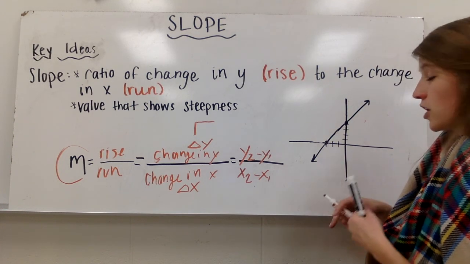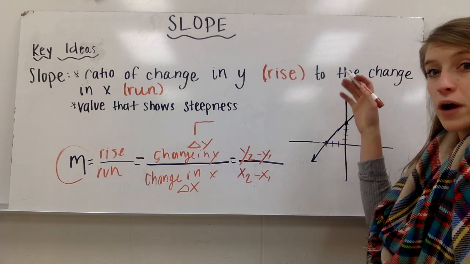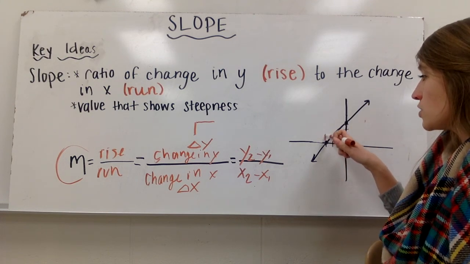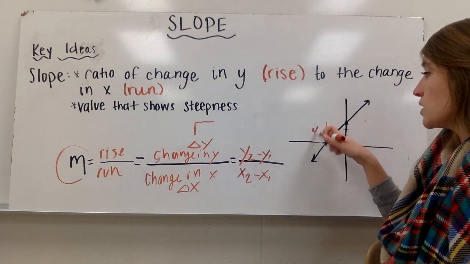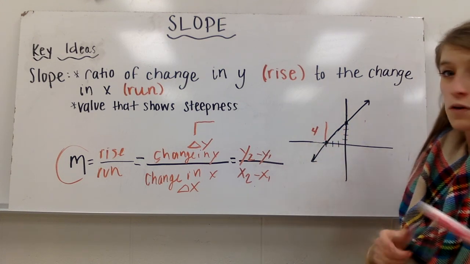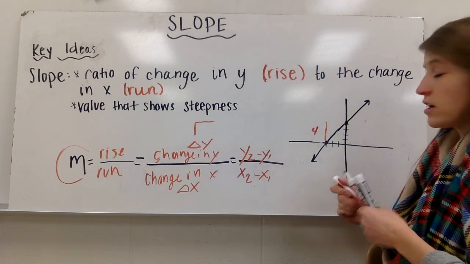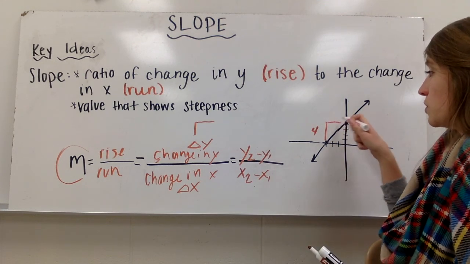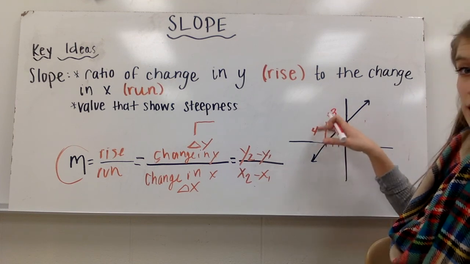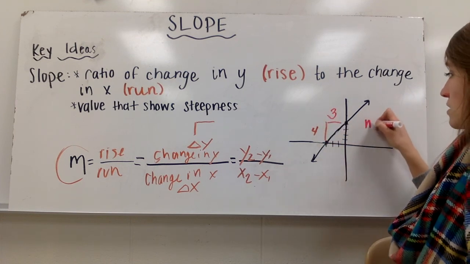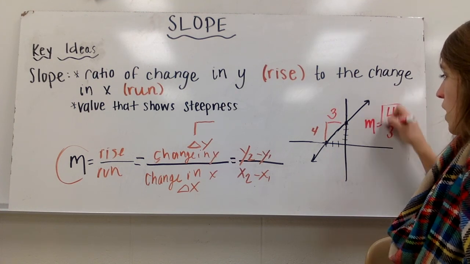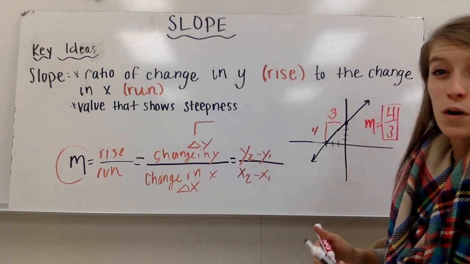Now, if I were to start here, let's first look at my rise, so how far I need to move up or down. I have to move up 1, 2, 3, 4 units to get to the new point. I have to move over, in this case, to the right, 1, 2, 3 units. So that's my rise. This is my run. My slope then is 4 over 3, which I can just leave as the fraction 4 over 3.